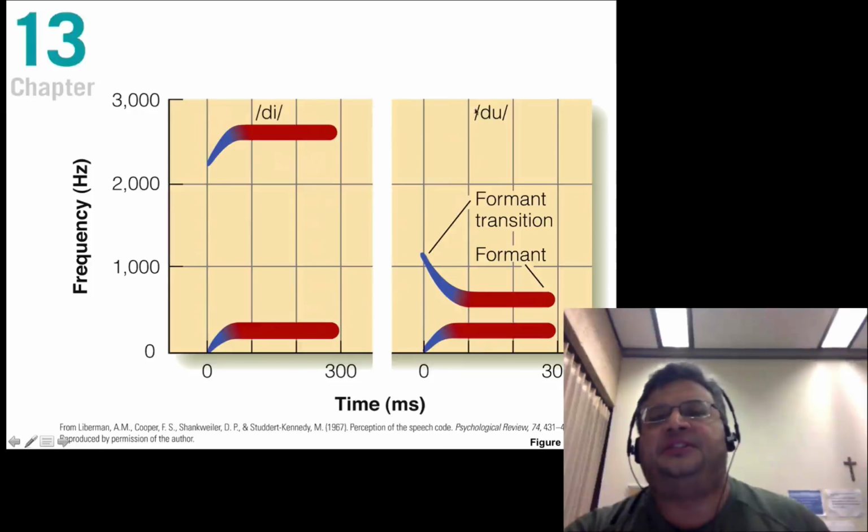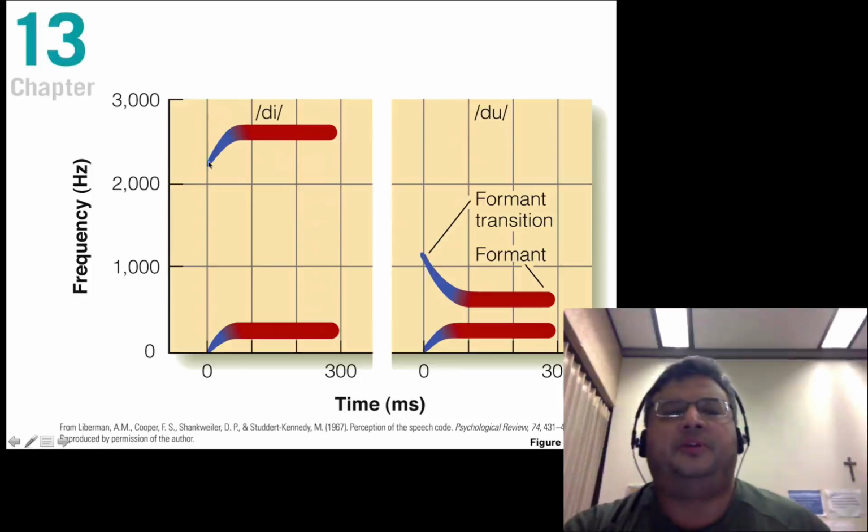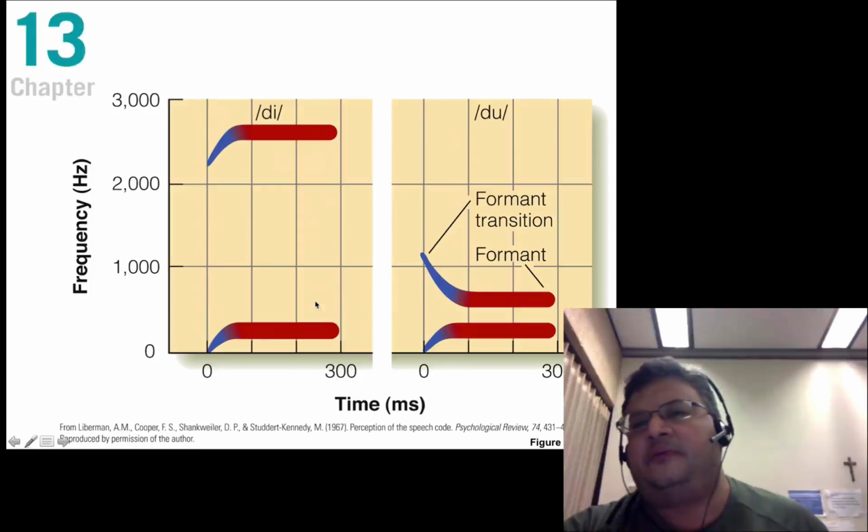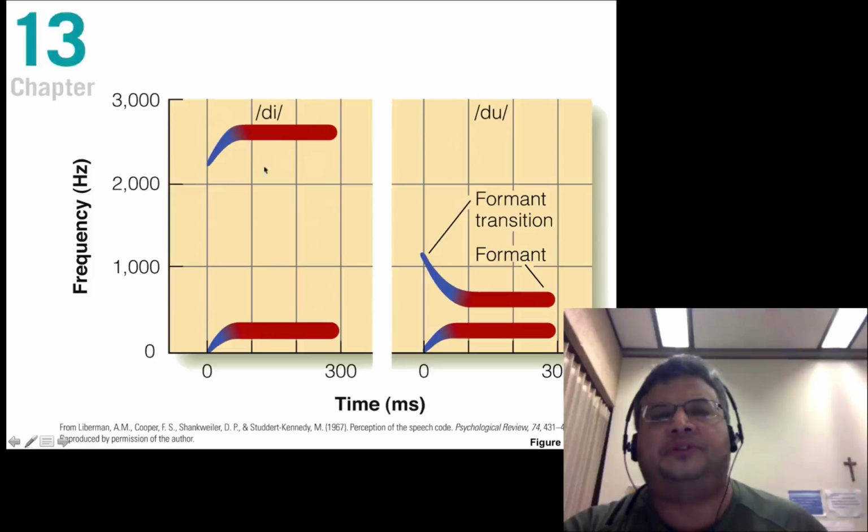So this is d and this is duh, and this is the way the spectrograph would look for d and the way the spectrograph would look for duh. Of course, the blue part is the formant transition, and then the red are the formants themselves. So whenever you pronounce d, it starts here, and then the vowel sound I is made up of this set of frequencies and this set of frequencies. And then similarly for duh, the D starts here, and then the U part is the formant. And we have these two sets of frequencies here that make up the sound U.